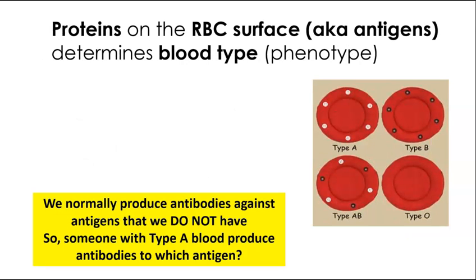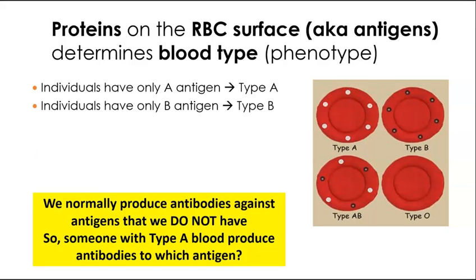So we normally produce antibodies against antigens that we do not have. So for example, someone with type A blood would produce antibodies to which antigen? We know that it would produce antibodies to the B antigen. So if we have type A blood, we have anti-B antibodies in our blood, meaning if a person with type A blood is transfused with type B blood, there would be a reaction. So people with type A blood have only the A antigen.